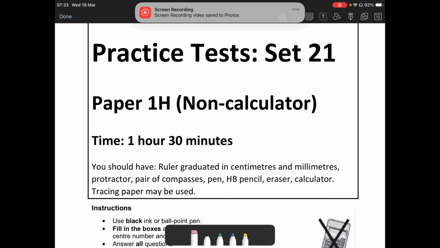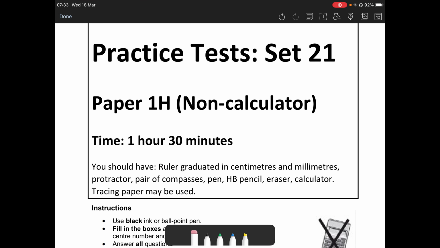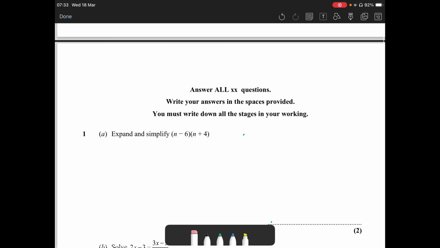Okay, right. Welcome to practice test 21, paper 1H mark scheme. Let's speed run today, so let's do this quickly.